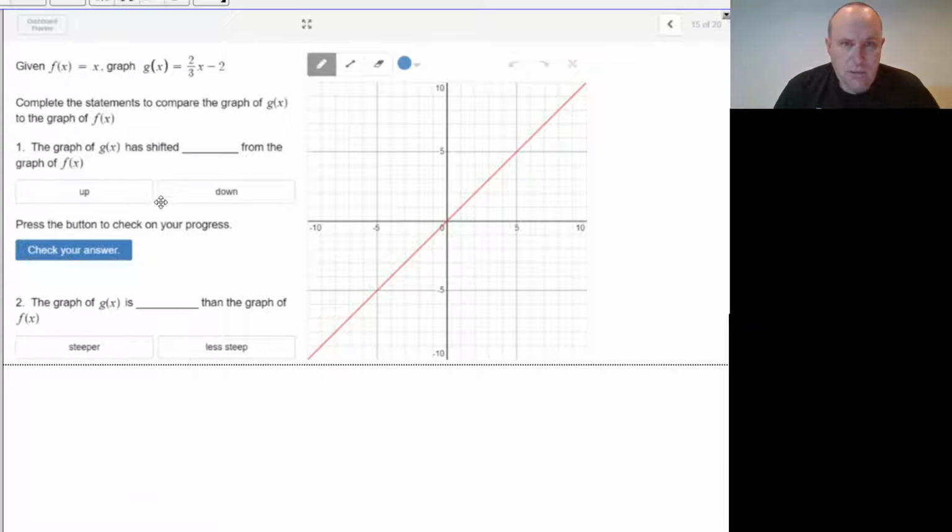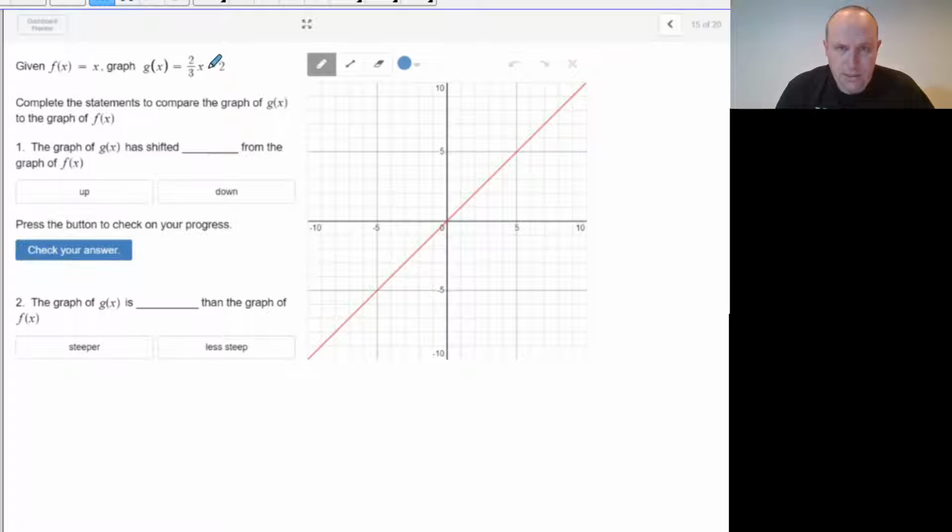Transformations questions. Complete the statements to compare the graph of g of x to the graph of f of x. So f of x you can see here on the picture is this graph here. And then 2/3 x minus 2. And then I'm actually going to plot this one. So the number without the x is where I start from on the y-axis. So there, -2. And a slope of 2/3 means I go up 2 and across 3. And if I can do it again, I should do it again. Up 2, across 3. Up 2, across 3. And then I can join this up with a straight line.